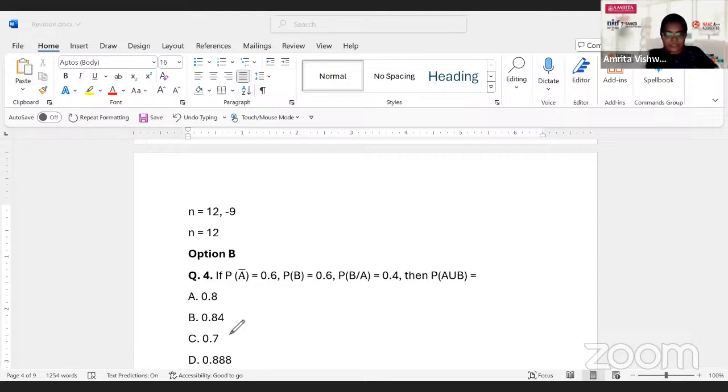How many of you got the answer? The very basic equations that we have used in our classroom, which has formulas related to P of A, P of B, the probability related formulas. What is P of A union B? We have studied an equation, but there is something extra that is here, which becomes P of B by A is equal to 0.4.